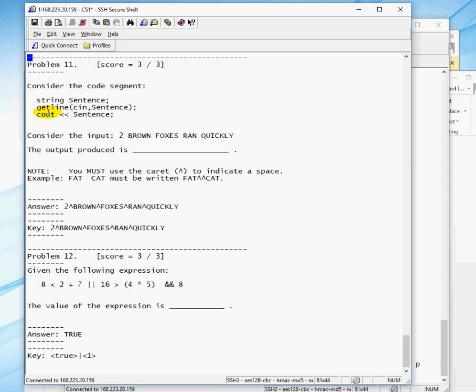This question. When I say getline cin, what does it mean? It means read the whole line. Okay? Read everything. So what's the output? The output is exactly what you read, everything that you read. All right? But you have to show your spaces.